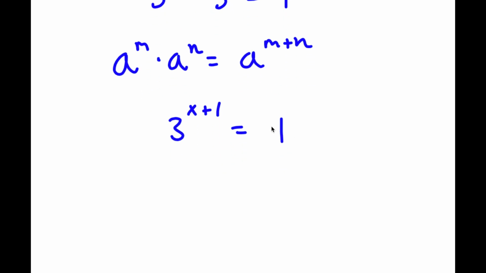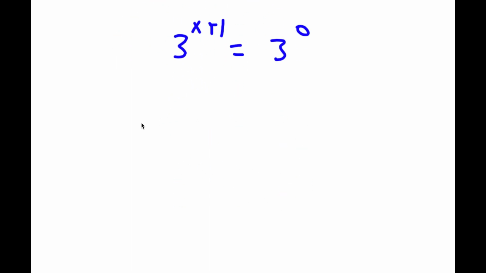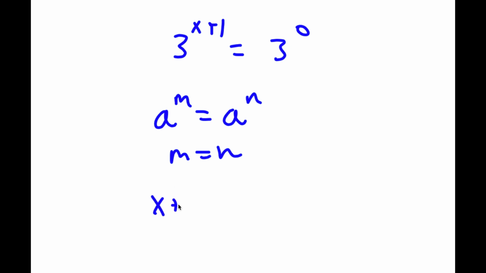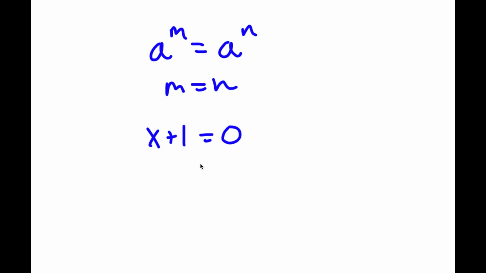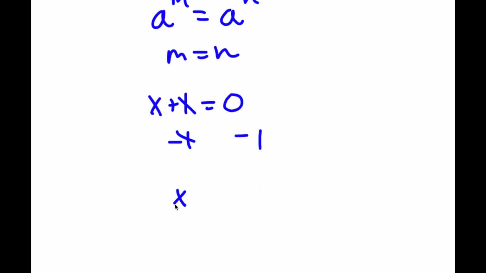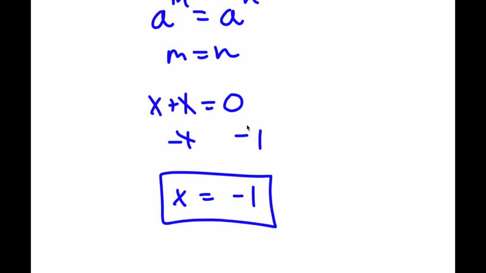And 1 is the same thing as 3 to the power of 0, because anything to the power of 0 is equal to 1. So I have 3 to the power of x plus 1 is equal to 3 to the power of 0. Now, if I have something in the form a to the power of m is equal to a to the power of n, this means that m is equal to n. So in this case, x plus 1 is equal to 0. So now to solve this, I'm going to subtract 1 on both sides, then these two cancel out, and I'll be left with x is equal to negative 1. So this is my answer.